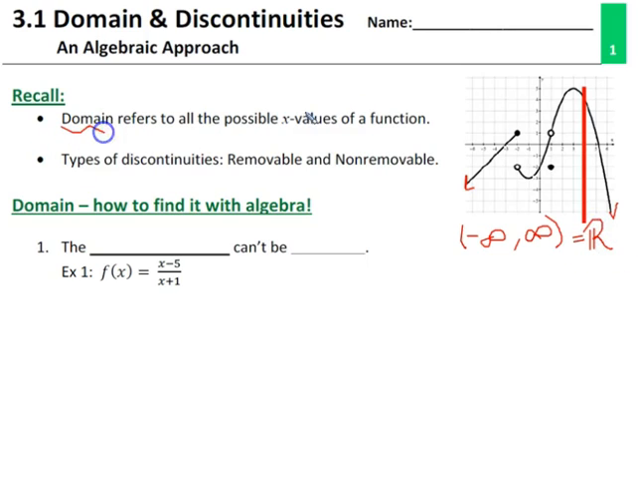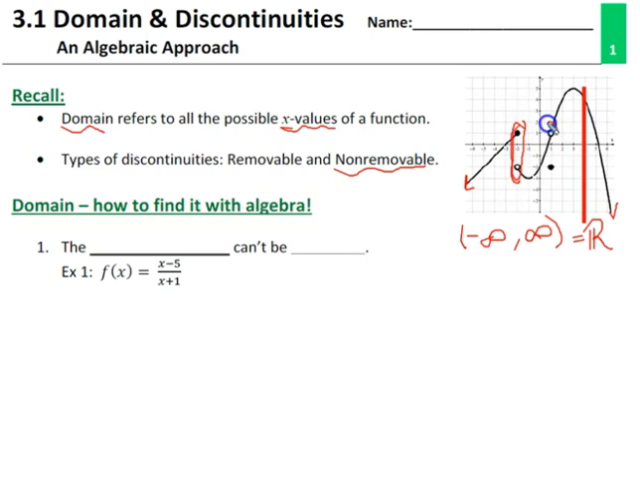Okay, so remember the domain is referring to the x values. Any single x value you want to put into this function, you are going to get a point on your graph. Now these types of discontinuities, we're going to continue talking about them today. Again, we had some type of jump discontinuity right here. That would be a non-removable type at -2.